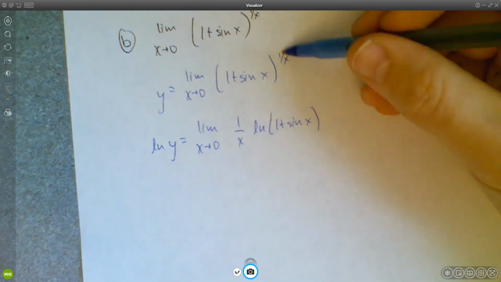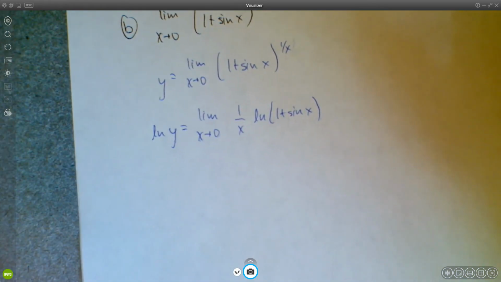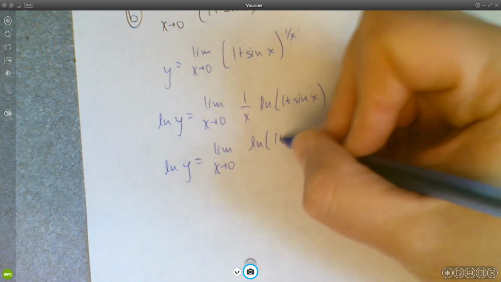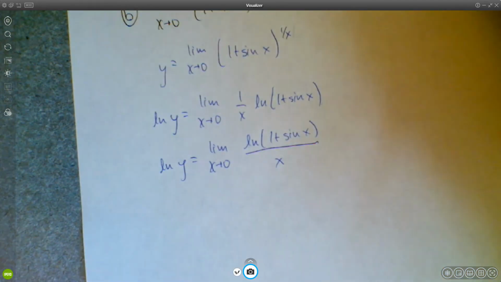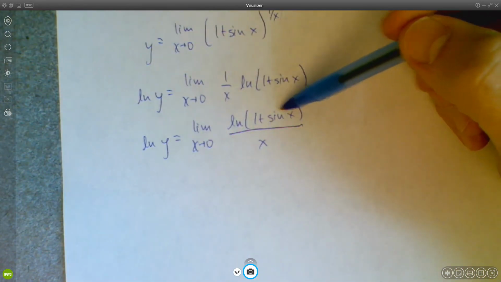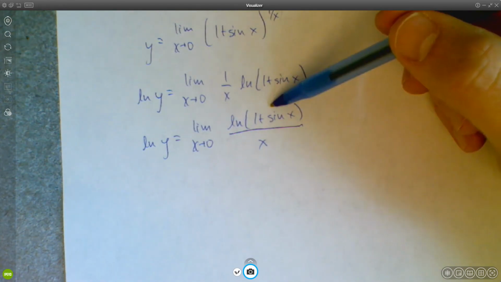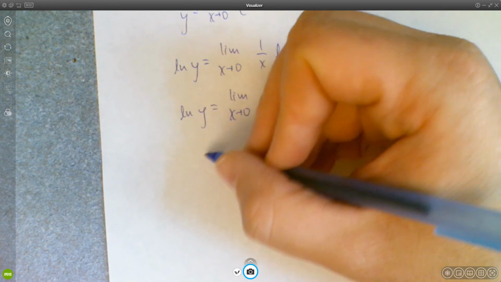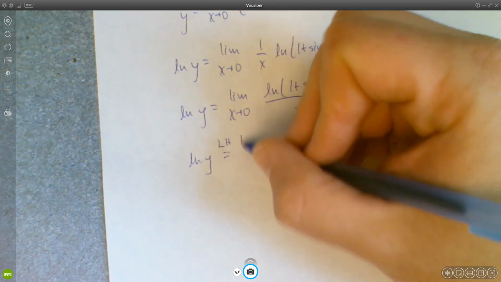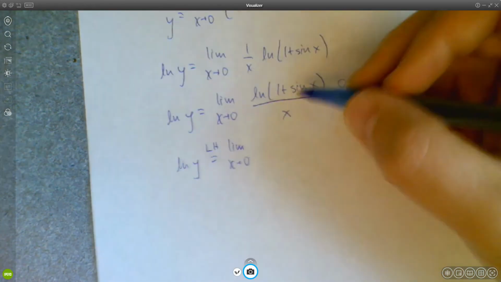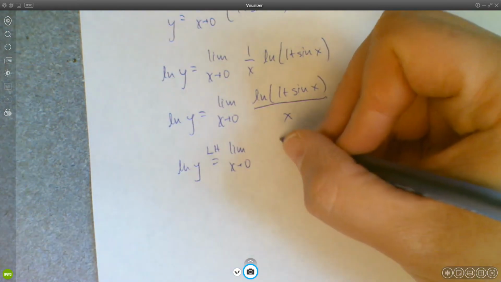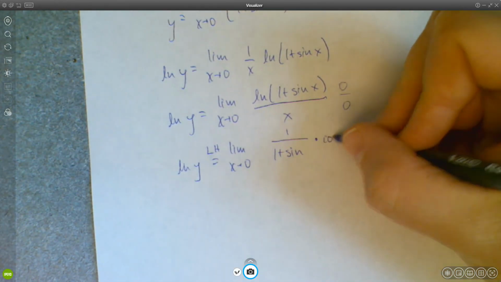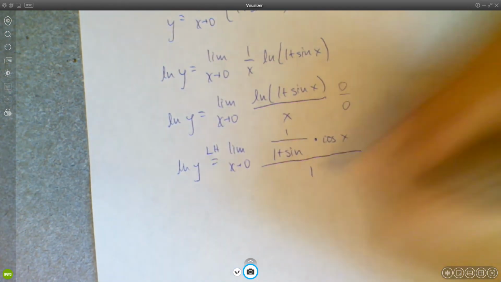Kind of cutting to the chase here and bringing the exponent down at the same time. Alright, now if I plug in 0, sine of 0 is 0, 1 plus 0 is 1, natural log of 1 is 0, so I get 0 in the numerator and obviously 0 in the denominator, right? So this is indeterminate of the form 0 over 0. I can apply L'Hopital. The derivative of ln of (1 plus sine x) is going to be 1 over (1 plus sine x) times the derivative of 1 plus sine x, which would be cosine x. And the derivative of x would just be 1.